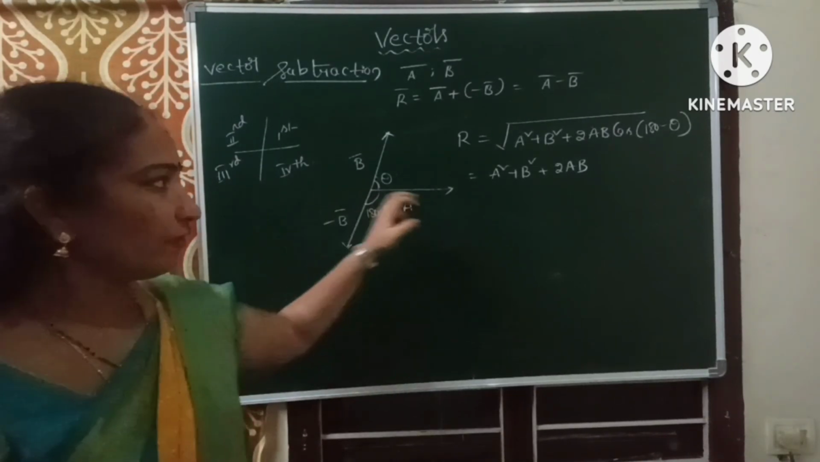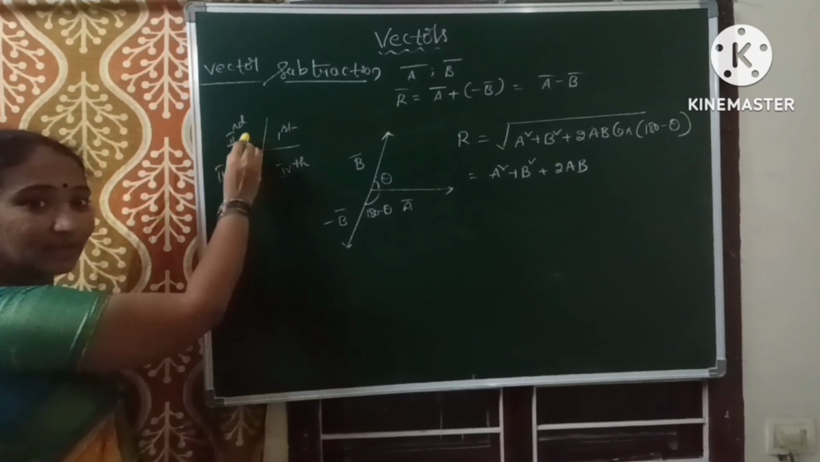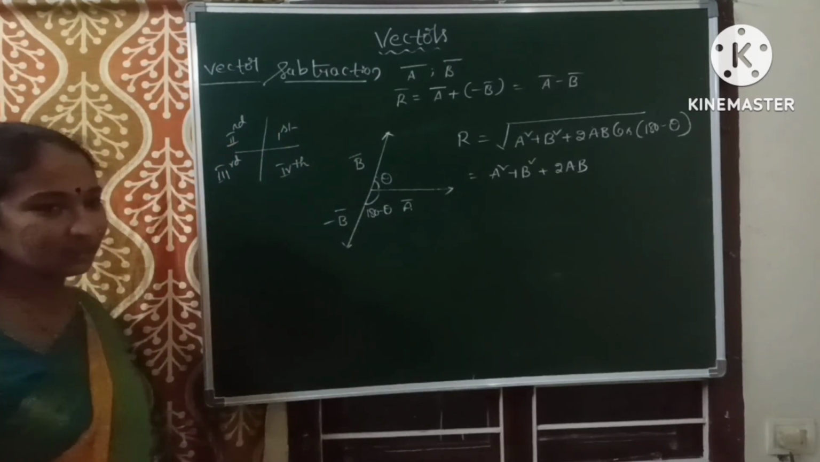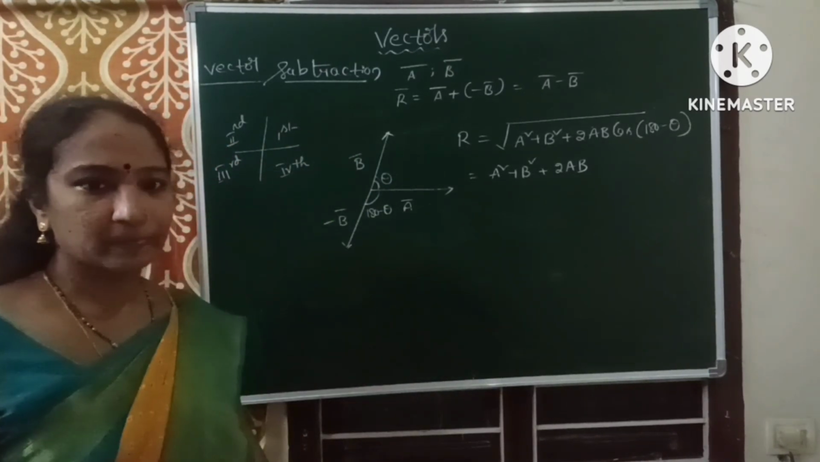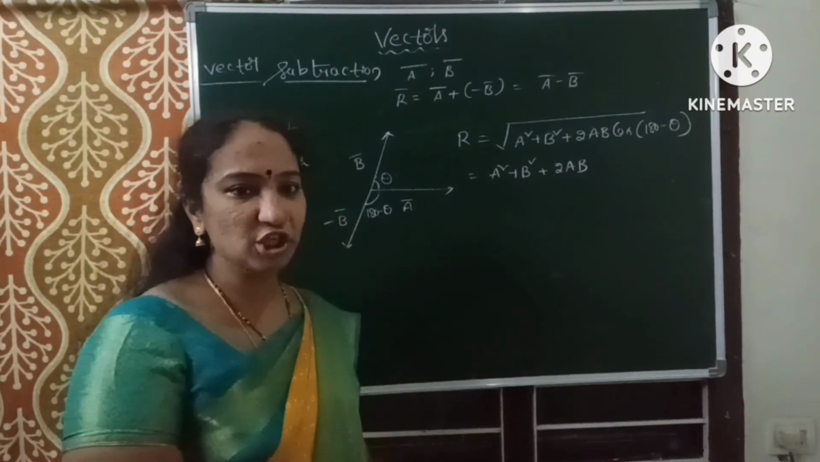Right. So 180 minus theta is in which quadrant? Second quadrant. The second quadrant is nothing but 90 plus theta or 180 minus theta. In that, cos is negative. Cos is negative, and for 180 the operation won't change.